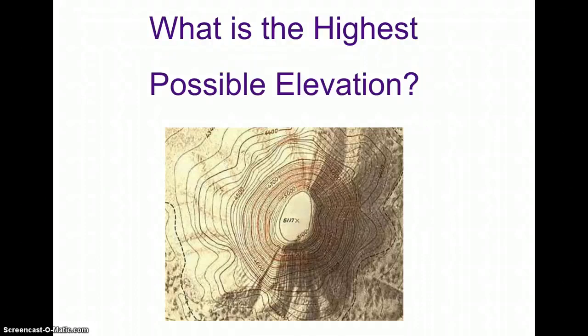Let's review how you would figure out the highest possible elevation of a hill or a mountain. So we're looking at a topographic map and we're trying to determine how high the top of this hill can be, where that red X is located. So the first thing we need to do is determine the contour interval.